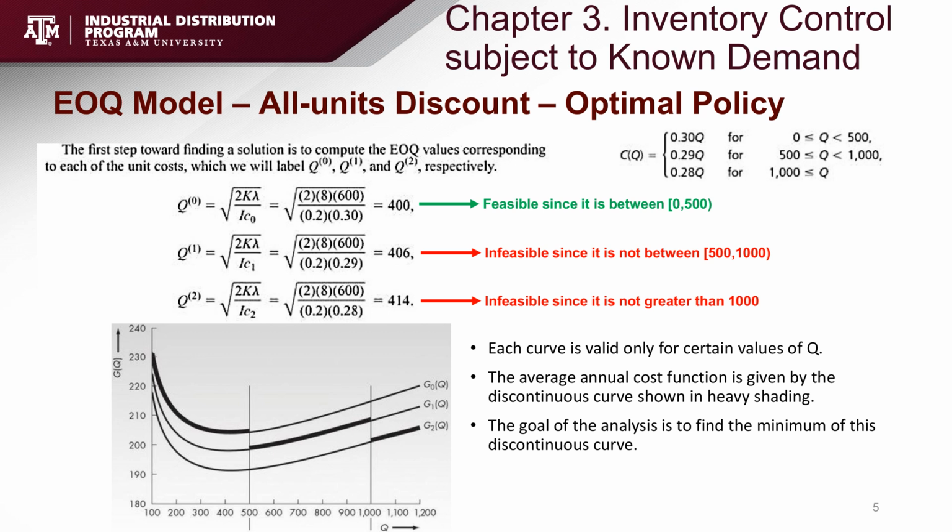Here's the catch: an EOQ only counts if it actually falls inside the price range that produced it. We call that being realizable or feasible. Q0 is 400 and the 30-cent price is valid from 0 up to 500, which means 400 is feasible. But Q1 is 406 and the 29-cent price only kicks in at 500, which makes 406 infeasible. And Q2, 414, would need to be 1,000 or more, also infeasible.